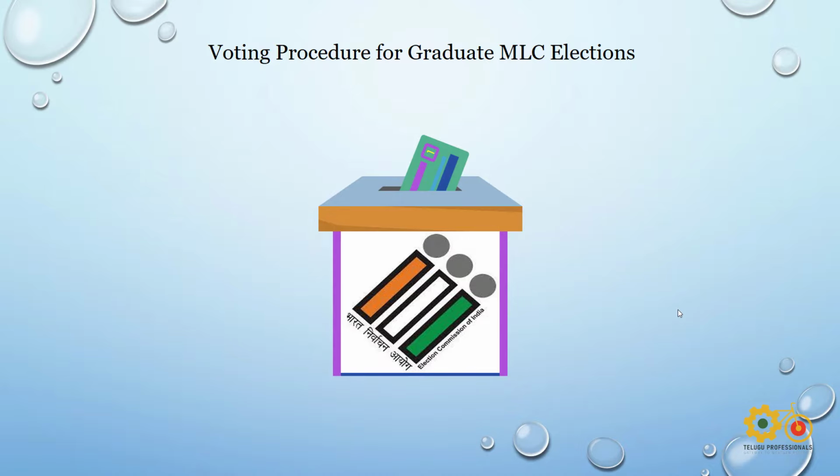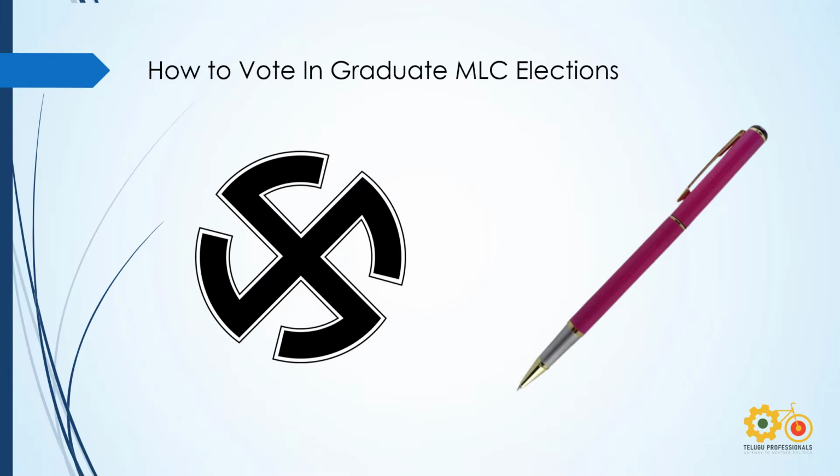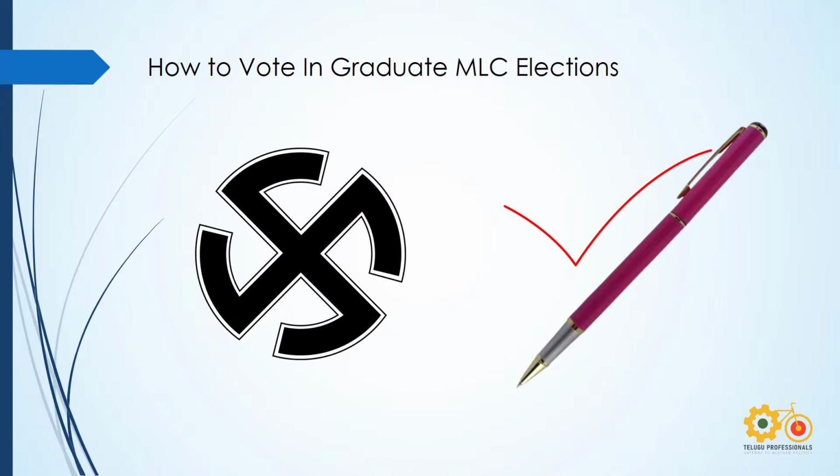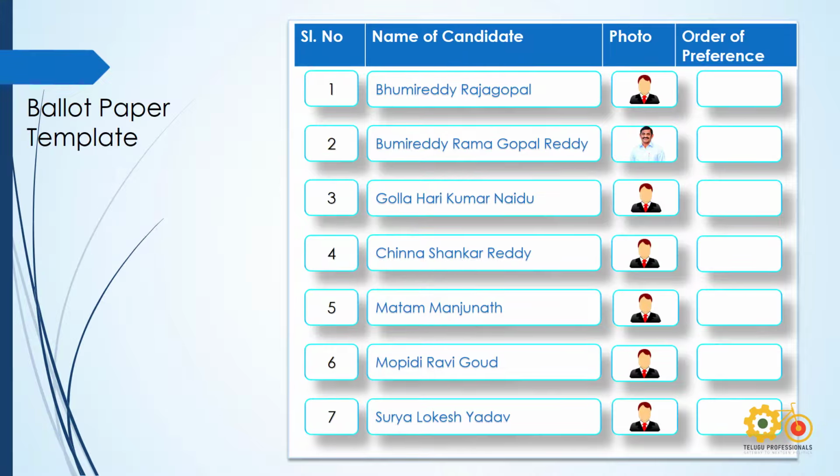Let us understand the voting procedure for graduate MLC elections. Remember one thing, you should never use the swastik sign to vote for the candidate. Always use the pen given by the polling officer at the polling station. This is the template of the ballot paper.